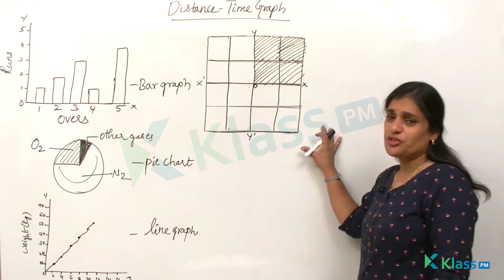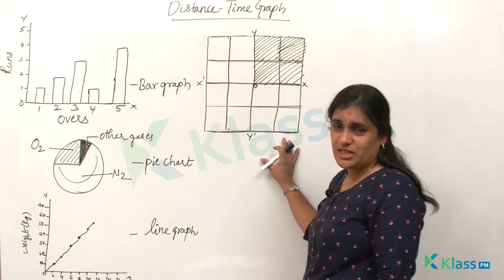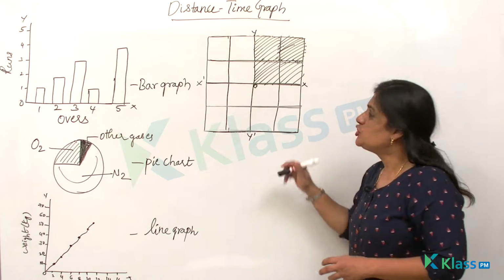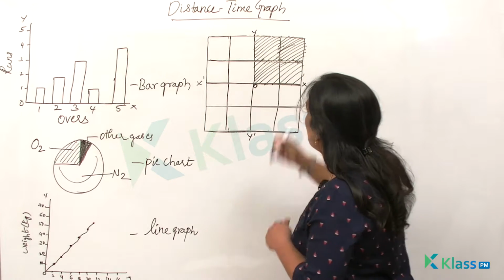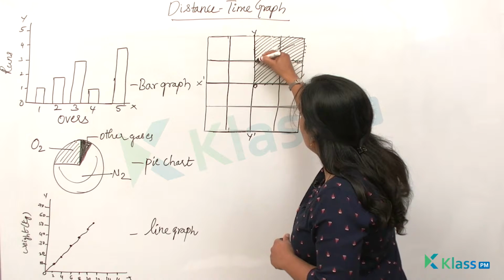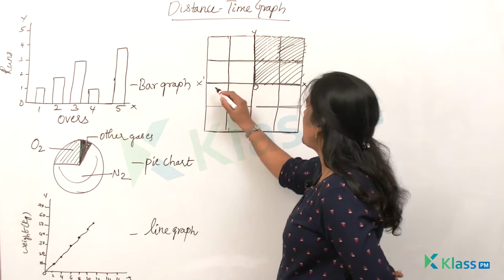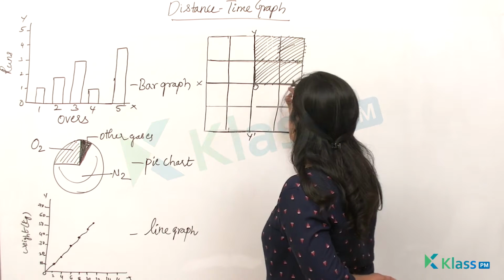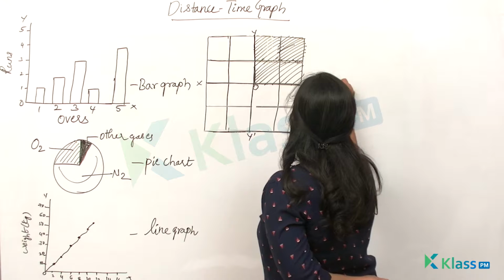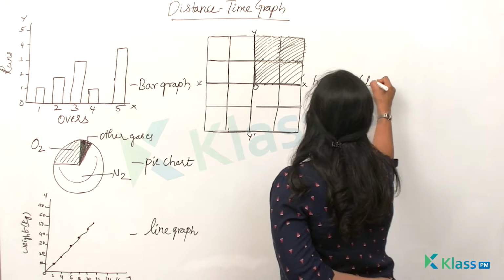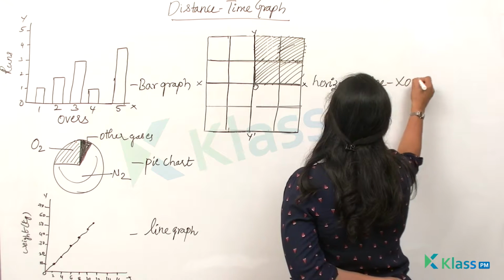Now let us learn how to draw the graph. Take a graph sheet. Now draw 2 lines perpendicular to each other, and mark the horizontal line as XOX. The horizontal line is marked as X, O and X.